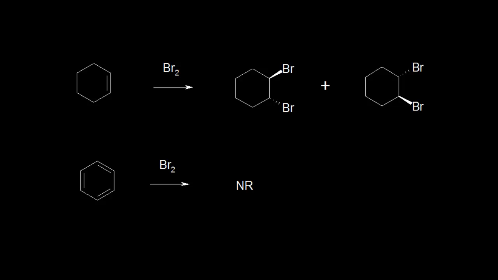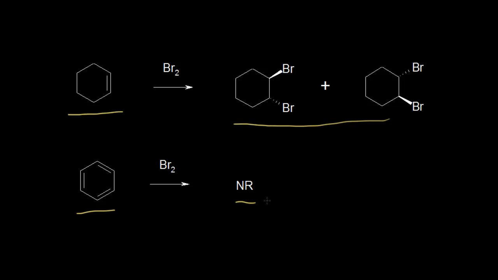In this series of videos, we're going to look at aromaticity, or aromatic stabilization. We've already seen that bromine will add across the double bond of a simple alkene like cyclohexene to give us a mixture of enantiomers for our products. If we try the same reaction with benzene, we're not going to get anything for our product, so there's no reaction.